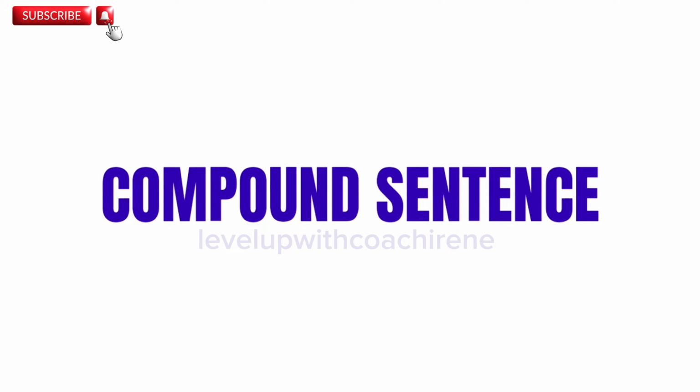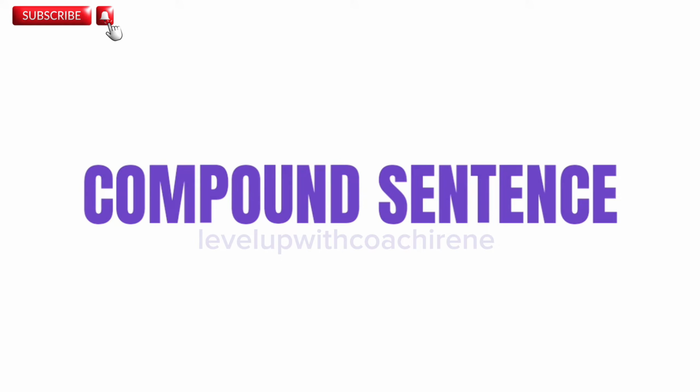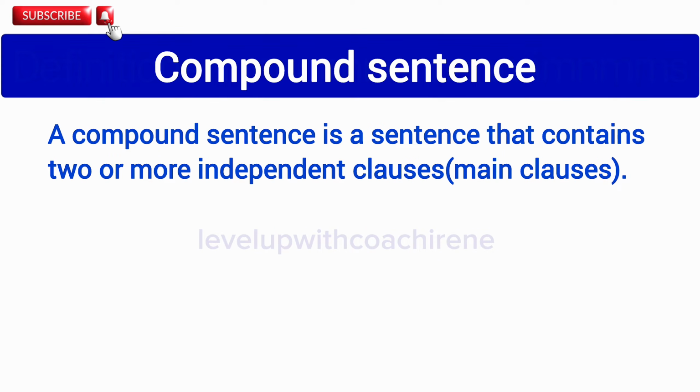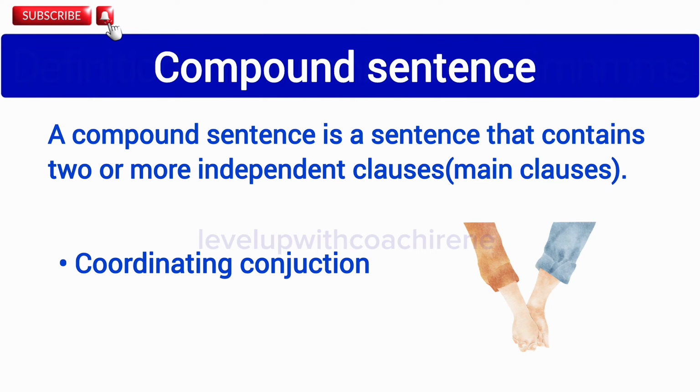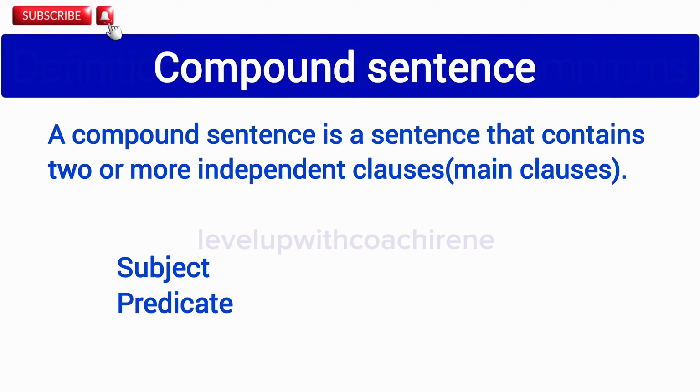To proceed, let us look at the second type of sentences. We have compound sentence. A compound sentence is a sentence that contains two or more independent clauses, also known as main clauses, joined by a coordinating conjunction, a semicolon, or a conjunctive adverb. Each independent clause in a compound sentence can stand alone as a complete sentence because it has its own subject and predicate and can express a complete thought.